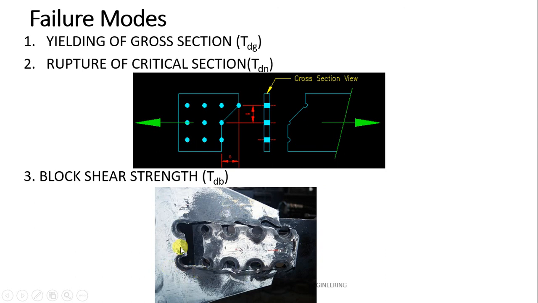These two horizontal lines are due to shear force, and this one particular vertical line is due to tension. That you have to remember. So any tension member will fail by these three modes: one is due to yielding, one is due to rupture at critical section, and block shear strength. So this is represented by TDB.